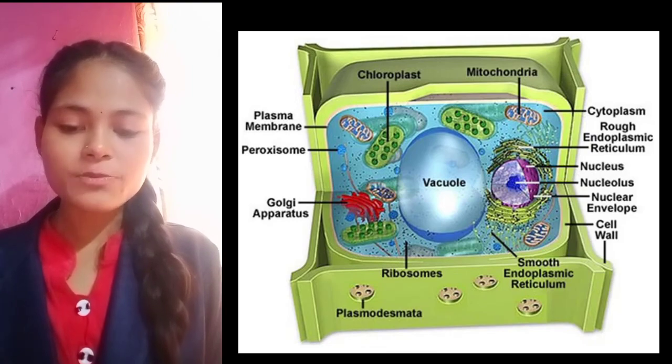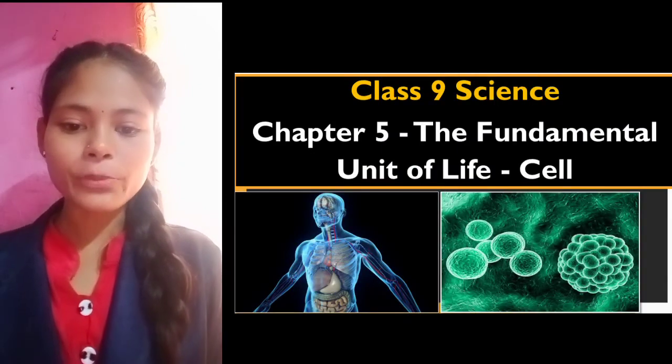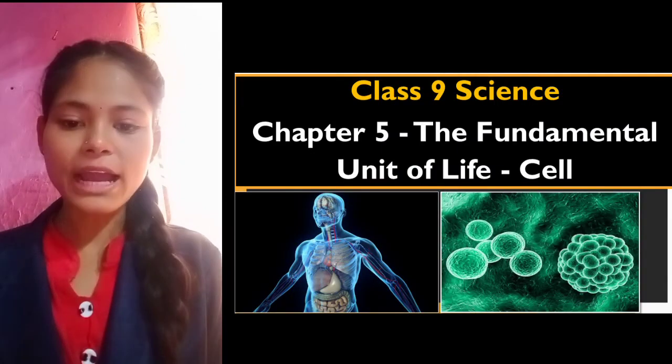Vacuoles provide turgidity and rigidity to the plant cells. In this way, we have covered all the topics of this chapter. I hope you all have understood.